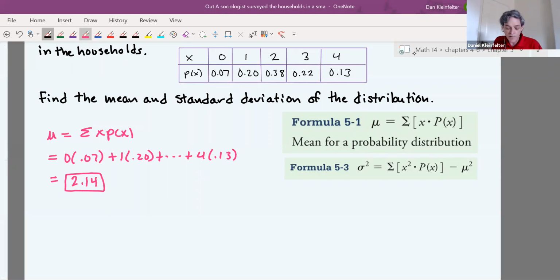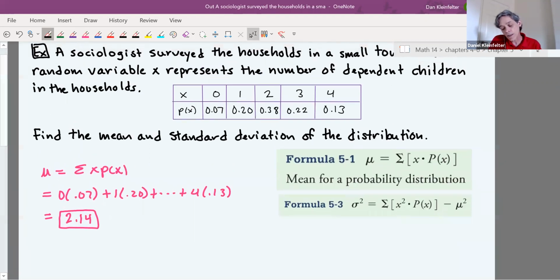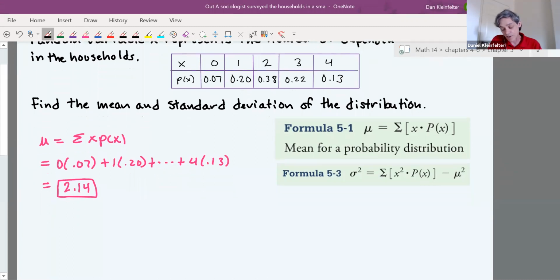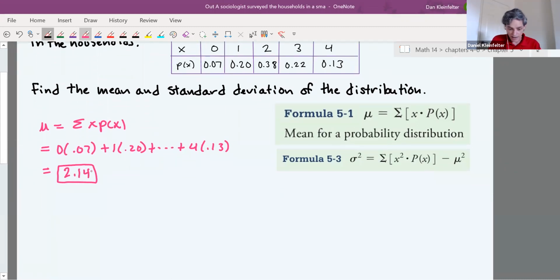Before we continue, I want to make sure that we're clear on what exactly that means. We've determined that if the sociologist goes and visits households, there's a 7% chance there's no dependent children, a 13% chance that there's 4 dependent children. If the sociologist keeps visiting households, the long-run average number of children in a household will be about 2.14. That's the long-run average. Some more, some less, but over time, the average will get close to 2.14.